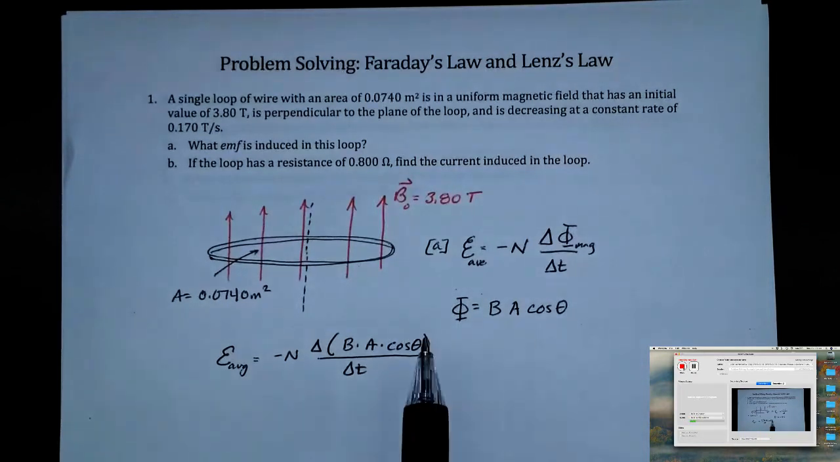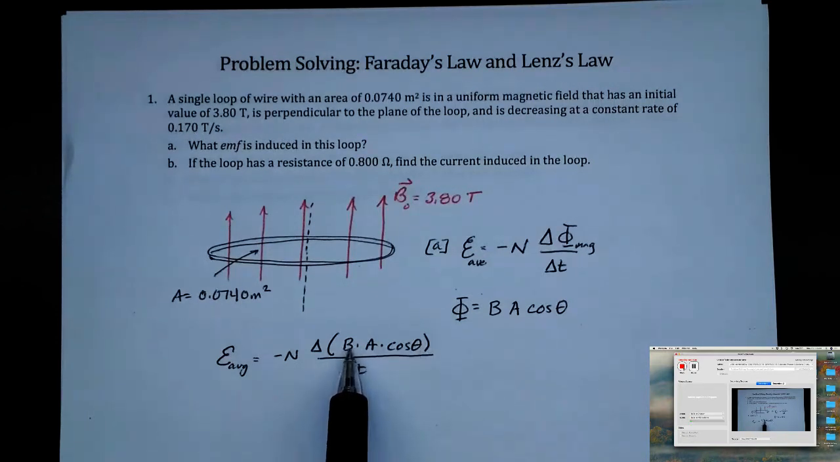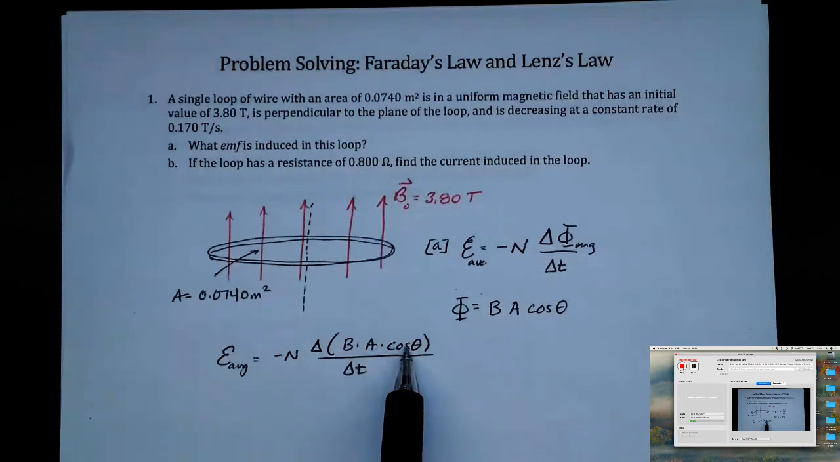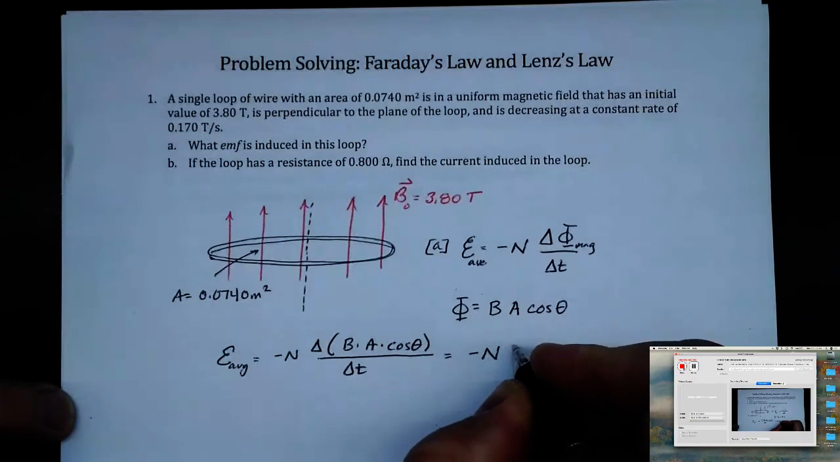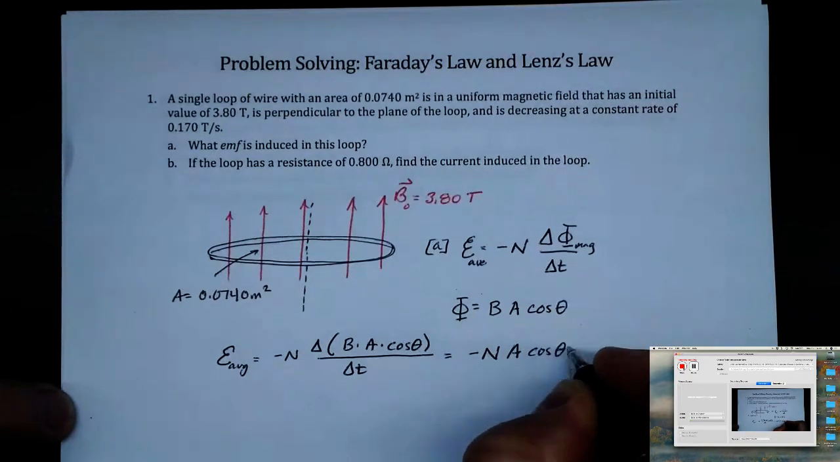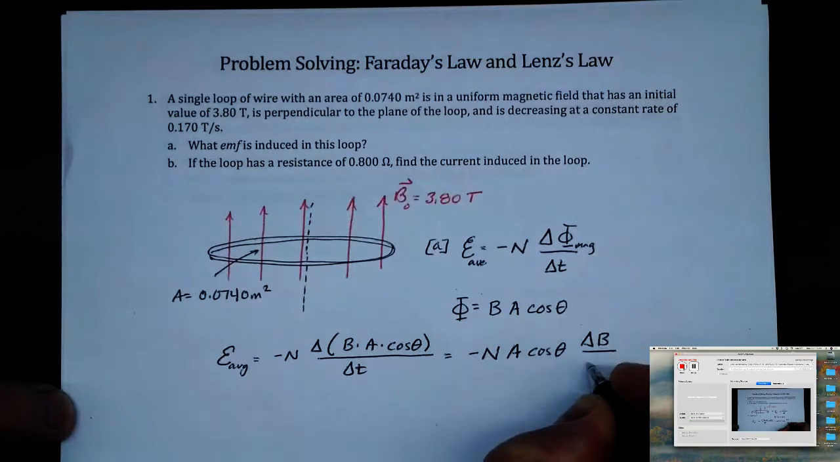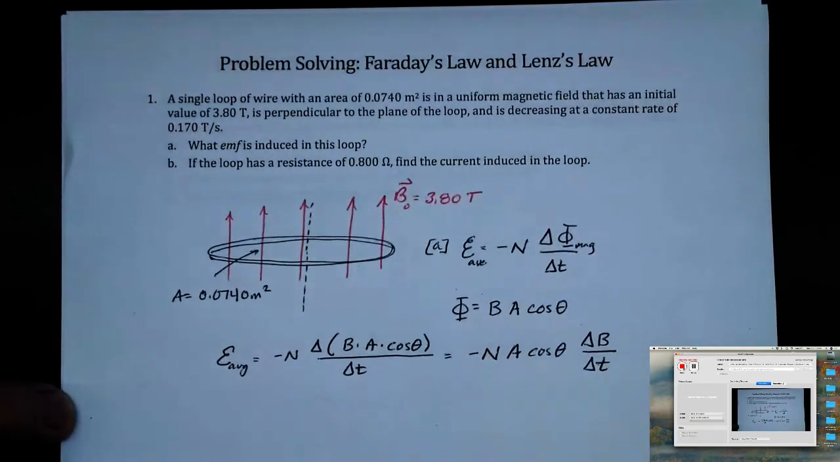And in almost every one of these problems I've ever seen, only one of the factors is changing, which is causing a change in that magnetic flux. In this case, it's the magnetic field that's changing, which means area and the angle between the magnetic field and the loop are the same, and those are constants. They can come out of here, so I can write this as minus n times area times cosine of theta times the change in the magnetic field with respect to time. And from that point, we should be able to do the calculation.